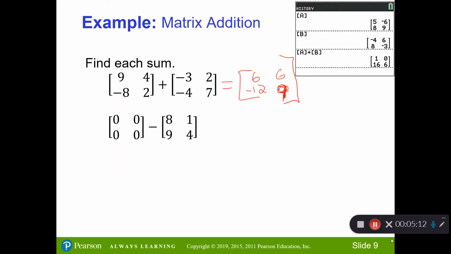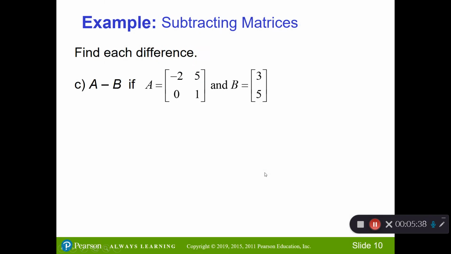Okay, so if I add together the elements here, 0 minus 8 would be a negative 8. 0 minus 1 would be a negative 1. 0 minus 9 would be a negative 9. And 0 minus 4 would be a negative 4. Notice that what this did is it multiplied every element by a negative 1. So I'm just looking at adding the opposite, adding that additive inverse in there.